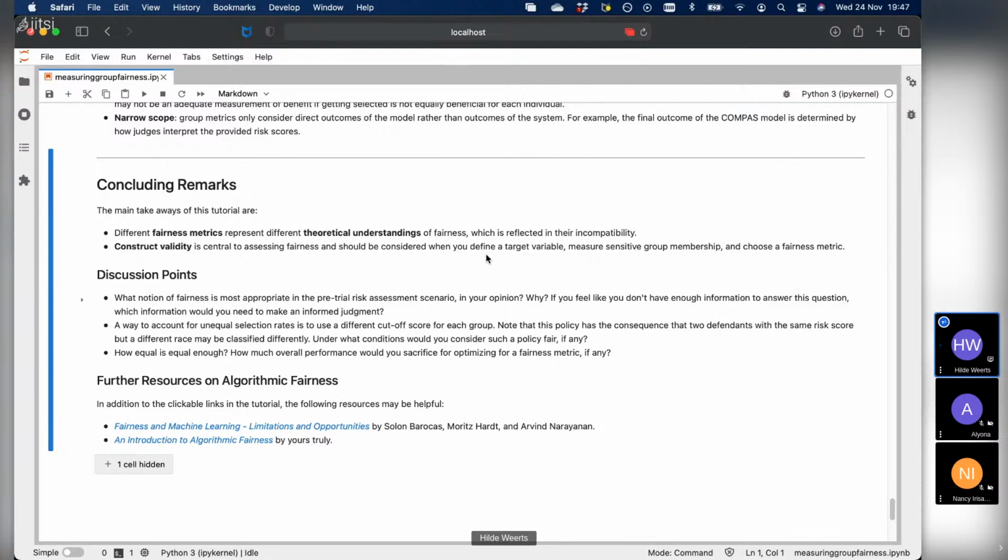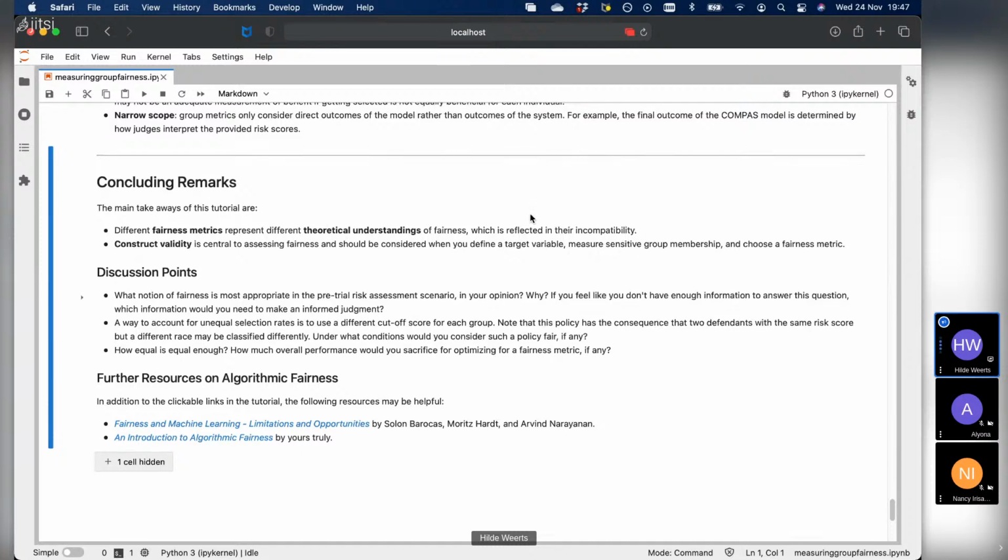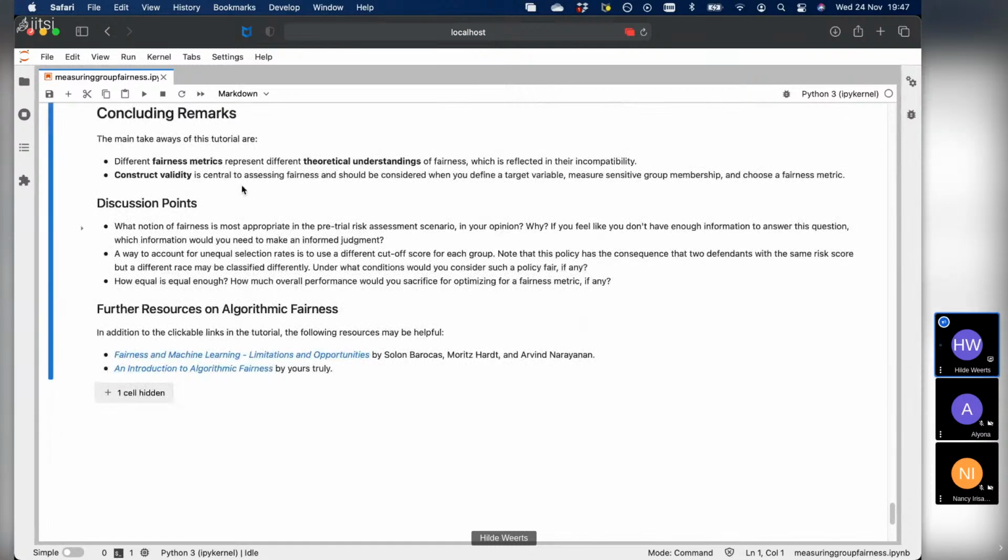And does this actually measure the thing that we are interested in? So it's also a useful tool there. I've added some discussion points that you can just think about. I don't expect you to give the answer in the chat, but I think it might be interesting for you. For example, you can think about what notion of fairness you think is most appropriate in this particular scenario, or maybe even more importantly, in scenarios that you are working on in your daily work.